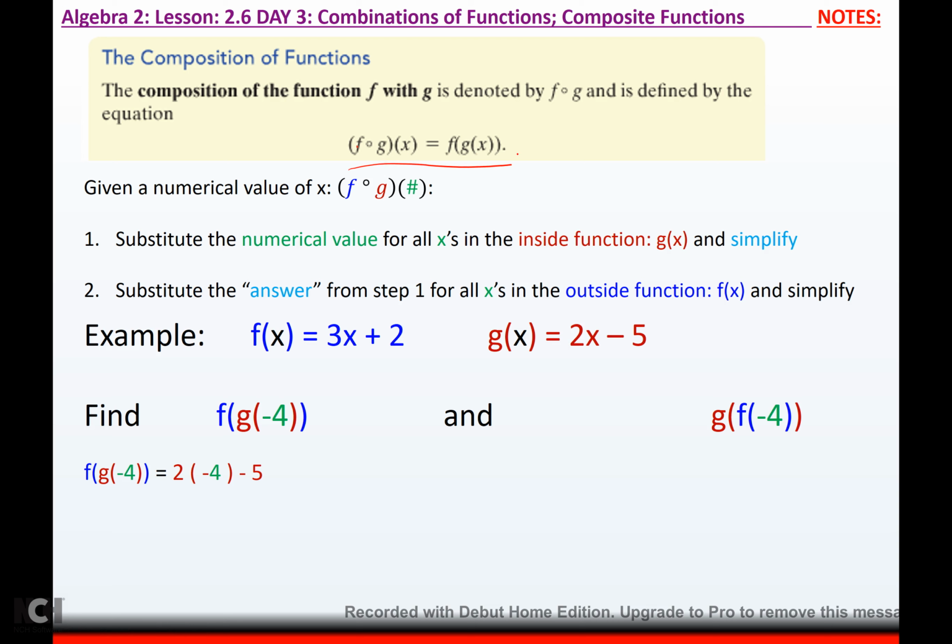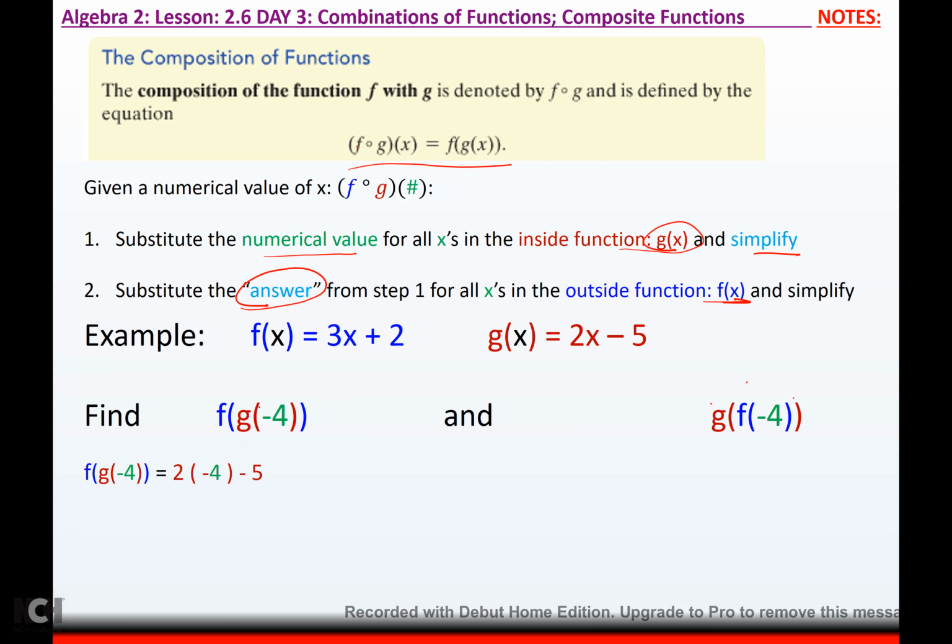That's how it's read. So if you're given a numerical value of x, like they want you to find f of g of some number, substitute the numerical value for all the x's in the g function and simplify. Then substitute that answer into the x's in the f function and simplify that. So your function f is 3x plus 2 and your function g is 2x minus 5. They want me to find f of g of negative 4 and g of f of negative 4.